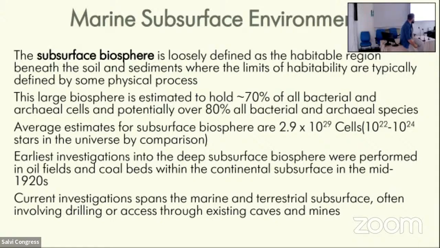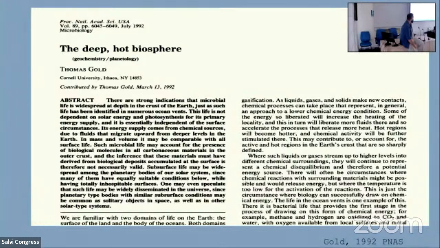Early investigation of the subsurface biosphere started really around coal beds and oil fields in the 1920s, 1930s. But we did not start really to speak about subsurface biosphere until this paper here, 1992. Thomas Gold, who was a geochemist, a geologist, had controversial theories about the abiogenesis of petroleum, for example. He also had a few brilliant ideas during his life, and this is one of these.